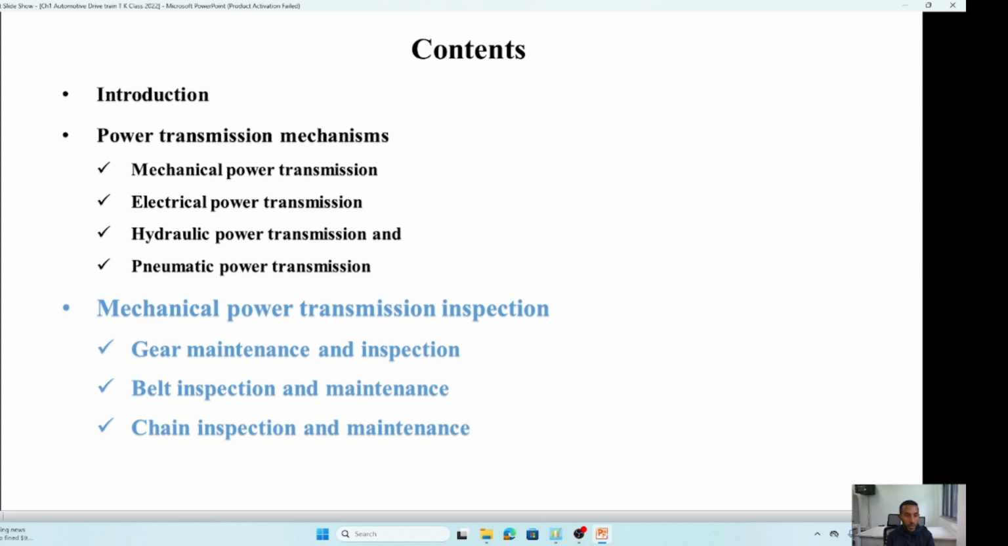hydraulic, also pneumatic power transmission mechanisms. And today we will focus on mechanical power transmission inspections.